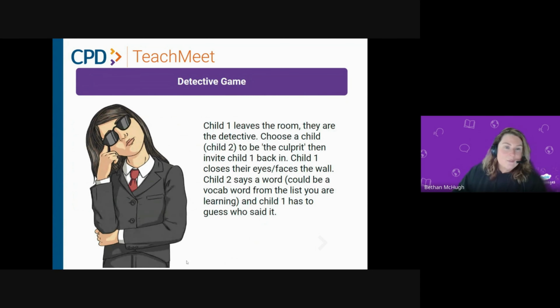A detective game. There are various ways you can play this, but you can have a child leave the room and they're the detective. So you choose someone else who's the culprit, the criminal. The detective comes back in and closes their eyes, faces the wall, doesn't look. Child two says a word or a sentence from something you've been learning, and then the child who's come in has to guess who it is.